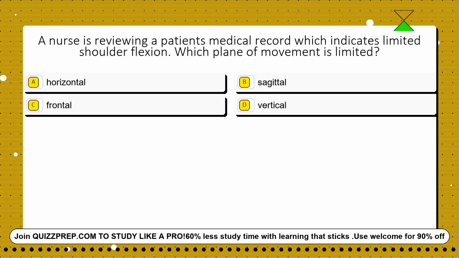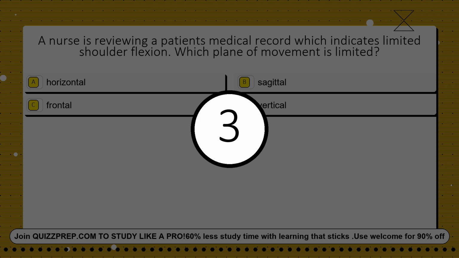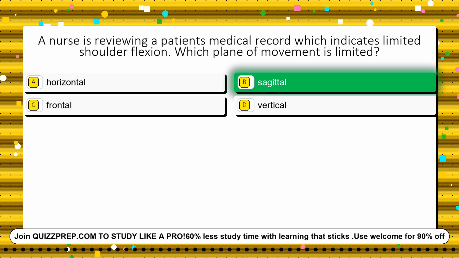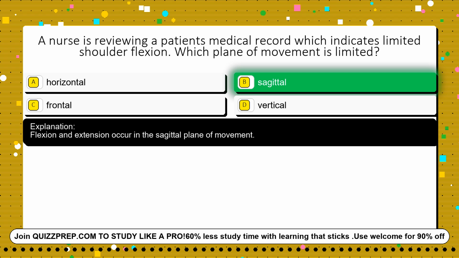Question 57. A nurse is reviewing a patient's medical record which indicates limited shoulder flexion. Which plane of movement is limited? Option A. Horizontal. Option B. Sagittal. Option C. Frontal. Option D. Vertical. The correct answer is option B. Sagittal. Flexion and extension occur in the sagittal plane of movement.